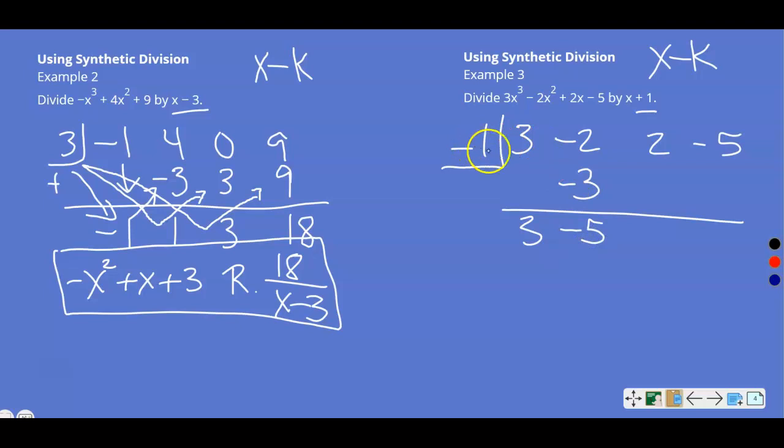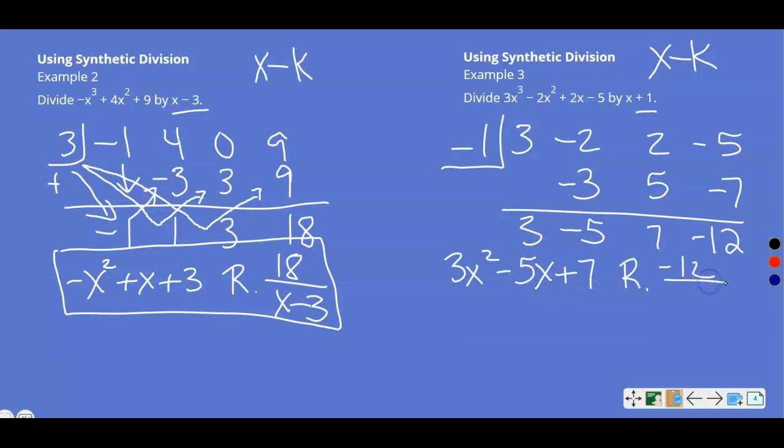Then I'm going to multiply again. -1 times -5 is +5. 2 plus 5 is 7. -1 times 7 is -7. And -5 plus -7 is -12. Again, I factored out x plus 1, so I'm going to start with 1 less degree. So since this is a cubic polynomial, this will be a quadratic polynomial. So I'm going to have 3x squared minus 5x plus 7, remainder -12 over x plus 1.